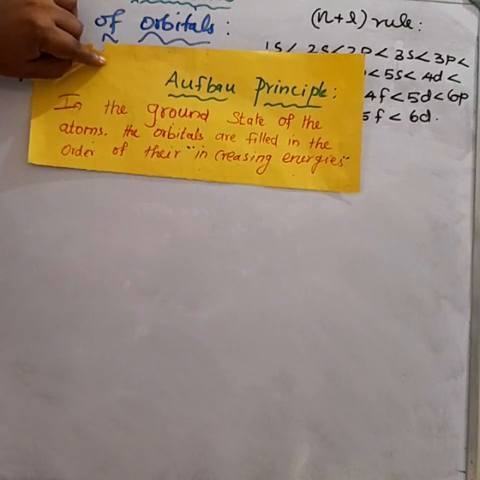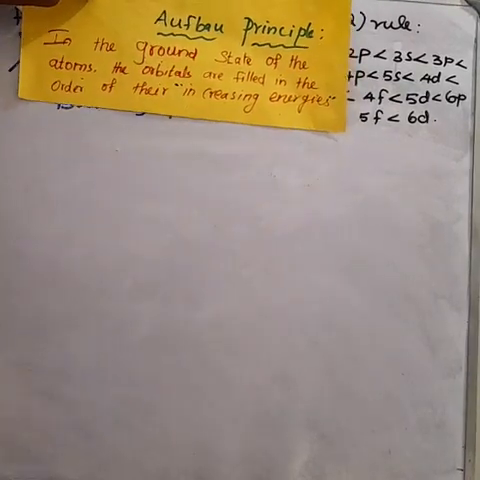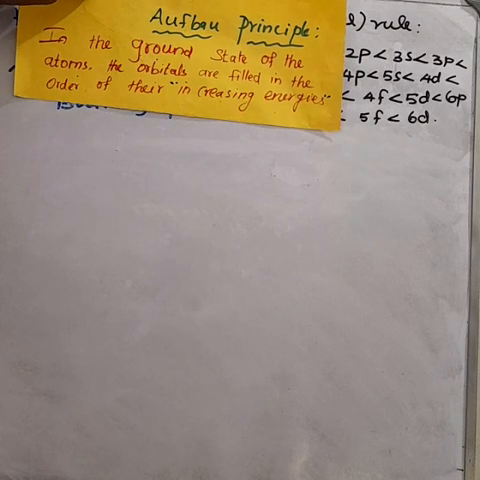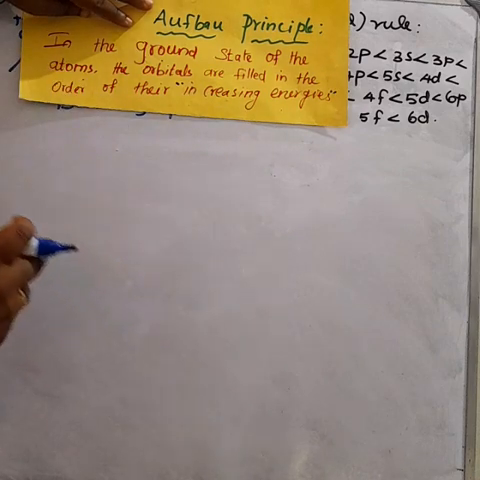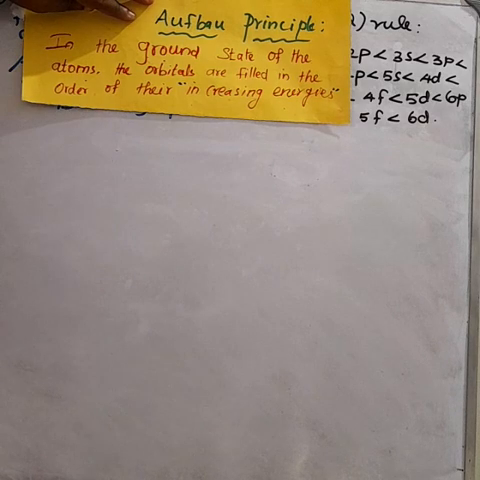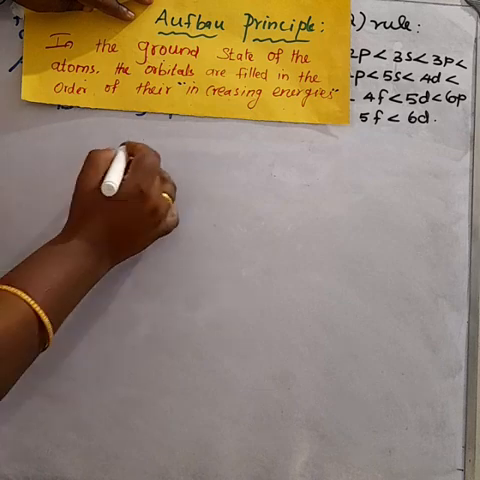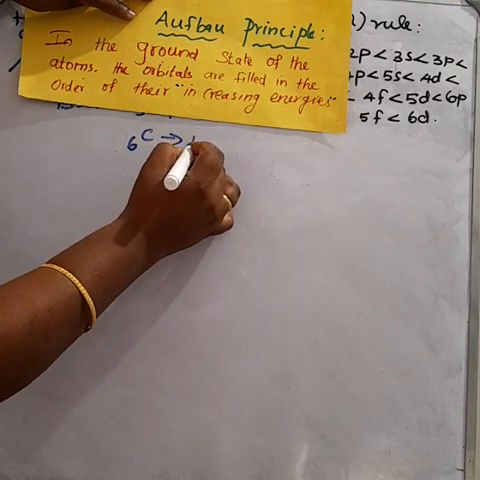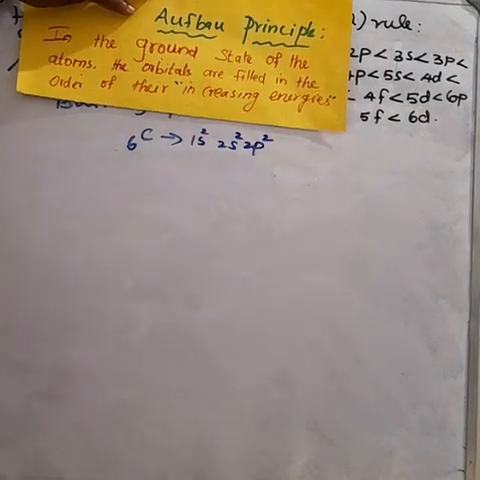Once the lower energy orbitals are completely filled, then the electrons enter the next higher energy orbitals. For example, I am taking carbon, atomic number 6. How do you write the electronic configuration? 1s2, 2s2 and 2p2, totally 6 electrons.